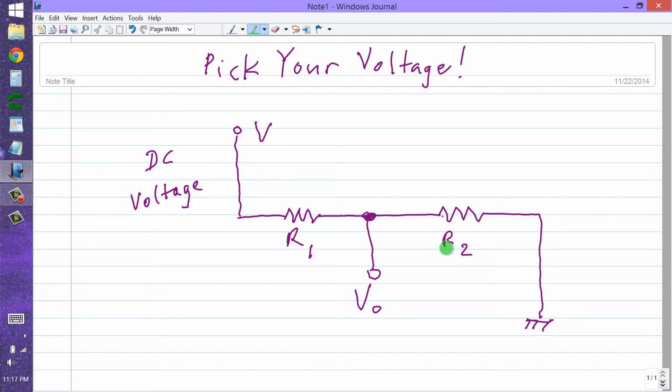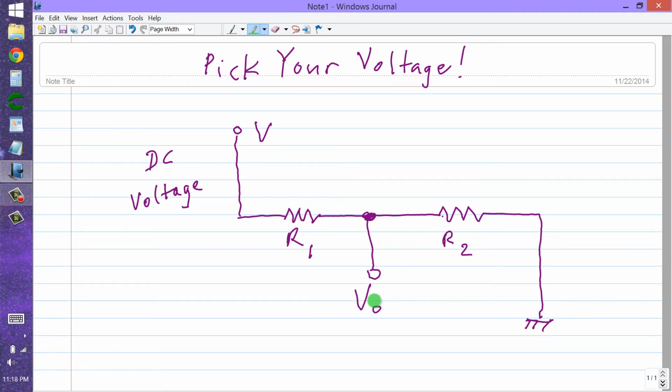Now you can calculate this with a specific example. Say this is 12 volts, this is 1000 ohms, this is 3300 ohms. What will V sub 0 be? You can actually calculate that by calculating the current through the circuit and then using Ohm's law again. You can calculate the current using Ohm's law, and then you would remember that the two resistors add together in series. Then you would simply figure the voltage drop across this one and the voltage drop across that one.